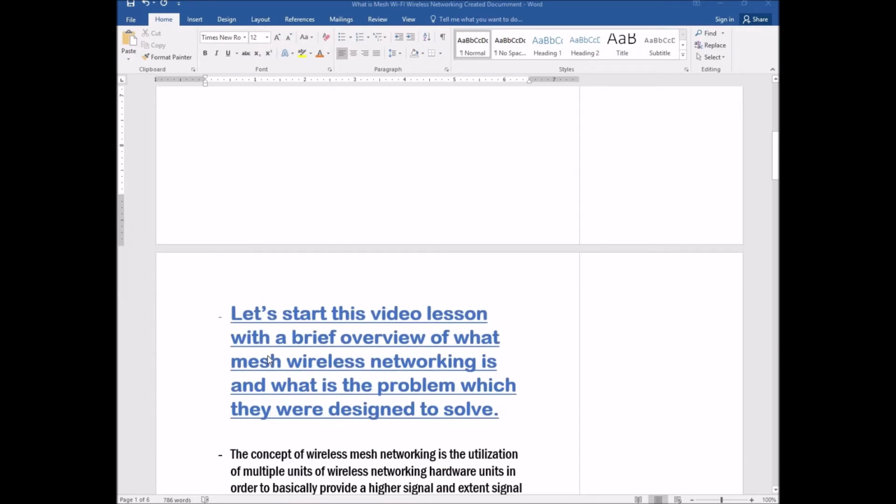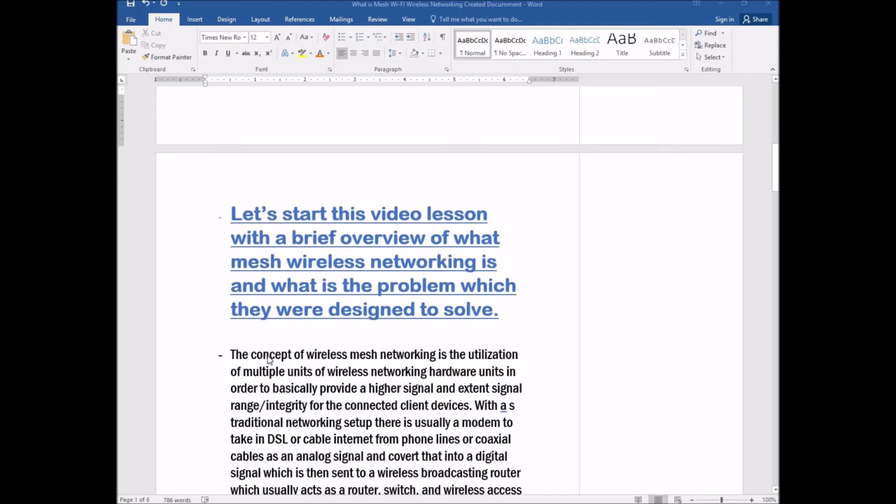Let's start this video lesson with a brief introduction and overview of what mesh wireless networking is and the problem it was designed to solve. The concept of wireless mesh networking is the utilization of multiple nodes of wireless networking hardware units in order to provide a higher signal and extend signal range and integrity for the connected client devices.